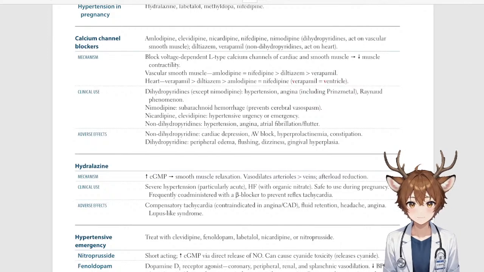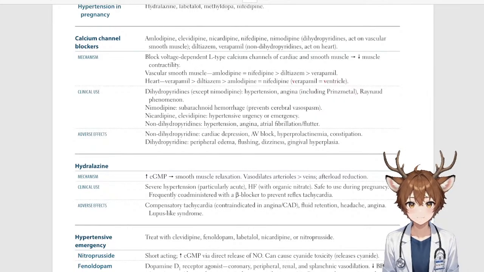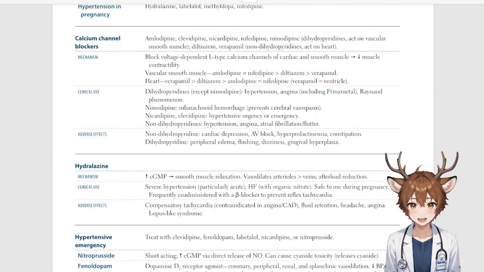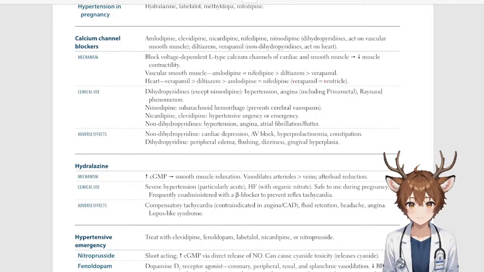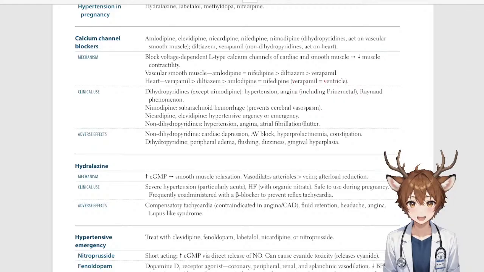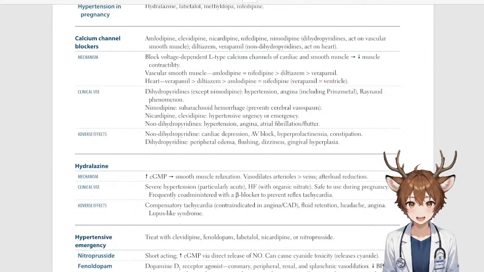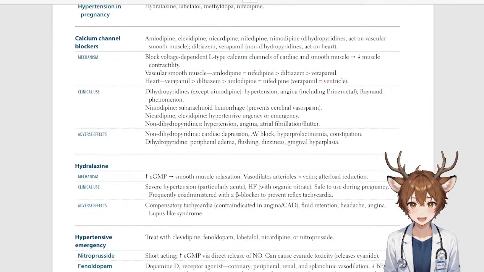The mechanism: they block voltage-gated L-type calcium channels of the cardiac and smooth muscle, leading to a decrease in muscle contractility. Vascular smooth muscle: amlodipine equals nifedipine, greater than diltiazem, greater than verapamil. So basically, the dihydropyridines are very focused on the vascular smooth muscle, while the heart is predominantly focused on by verapamil and diltiazem. Amlodipine and the other dihydropyridines are less focused on the heart, basically.